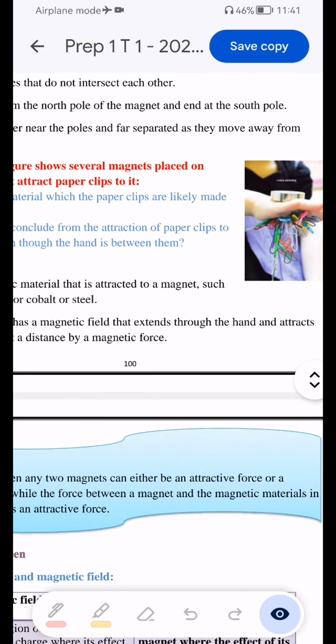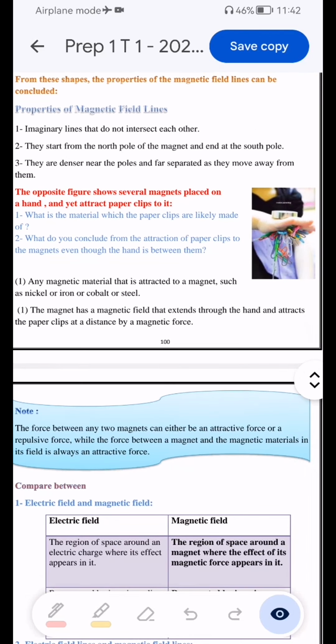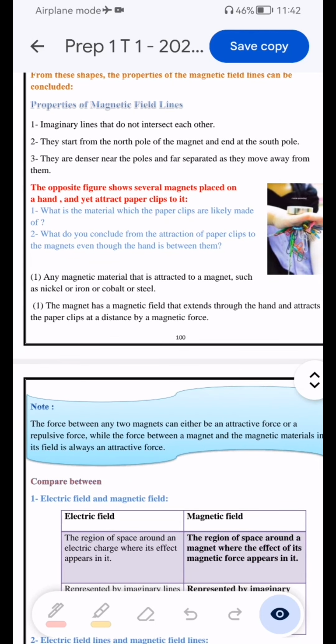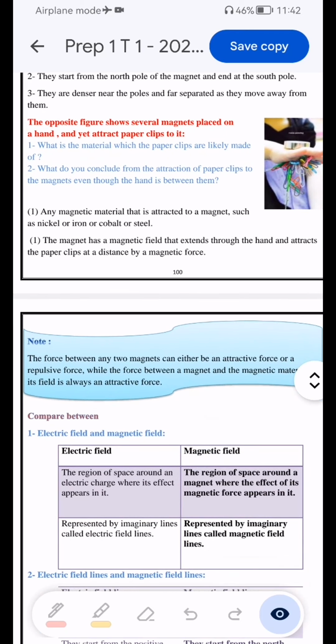That means the paper clips are found in the magnetic field. The magnetic field of the magnet extends through our hand and attracts the paper clips. So there is a magnet, and the paper clips are found in its magnetic field, so they are attracted to it. So what is the answer? The magnet has a magnetic field that extends through the hand and attracts the paper clips at a distance by magnetic force, without contact.